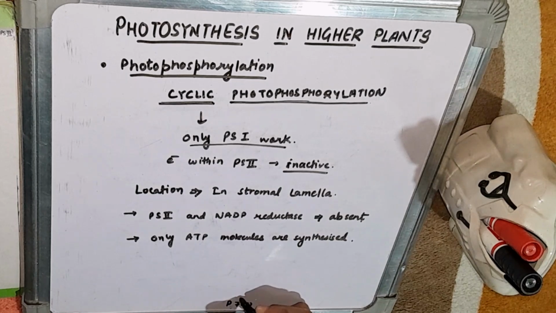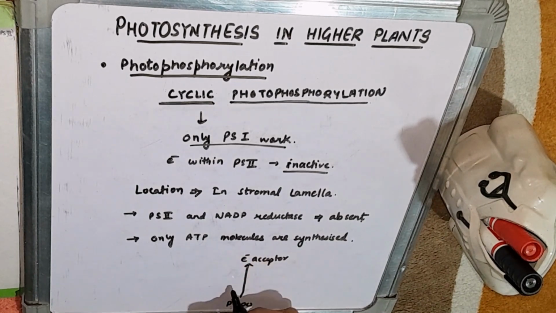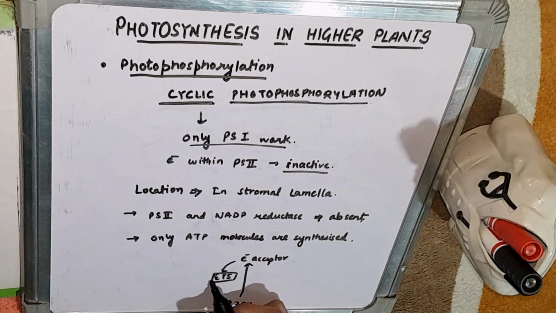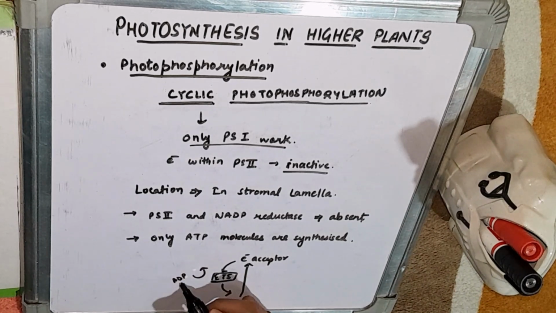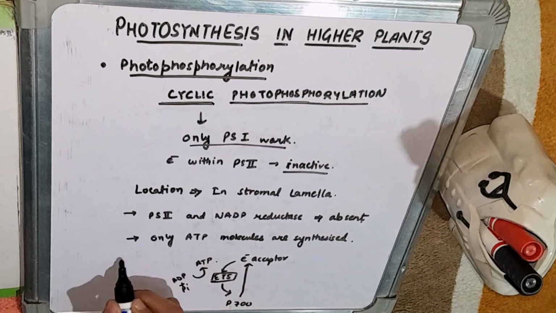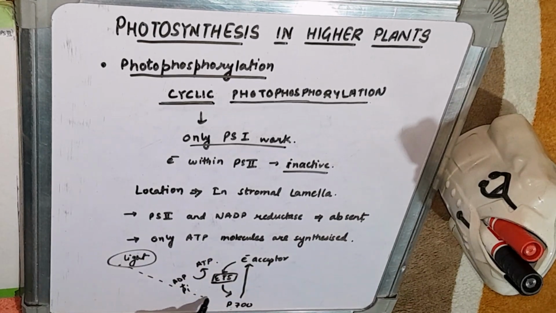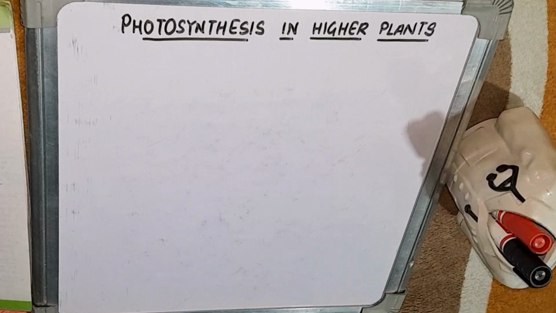Now let's see how this process takes place. From P700 as the light harvesting complex, the electron gets excited to an electron acceptor, followed by the electron transport system. It reaches back to this P700, and ADP and Pi are converted to ATP. This is your PS1, your cyclic photophosphorylation.